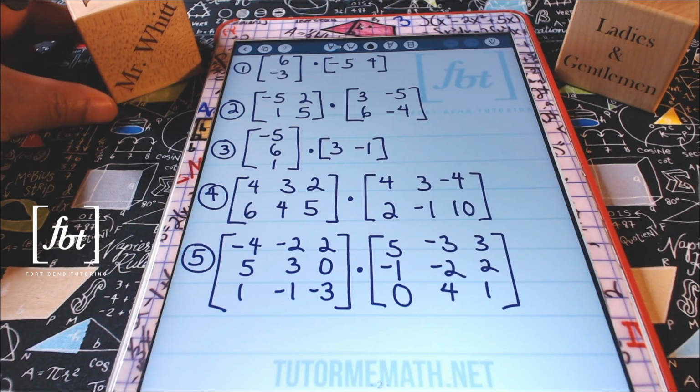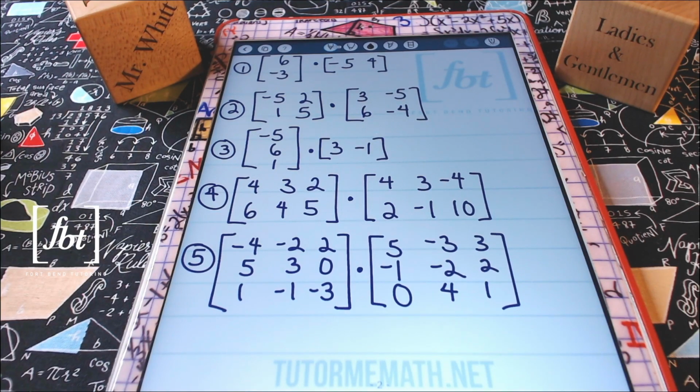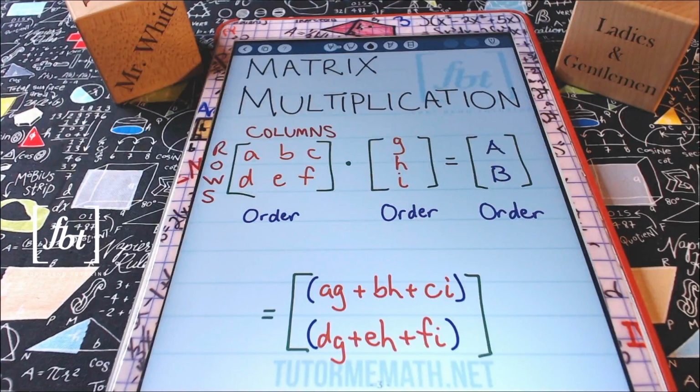Let's go ahead and get Mr. Witt in view. There we go. All right, so you know what problems are going to come up. So let's go ahead and talk about the strategy involved in multiplying matrices.